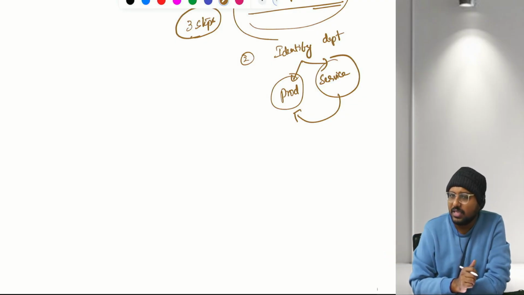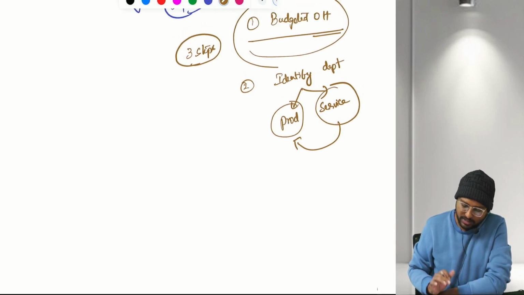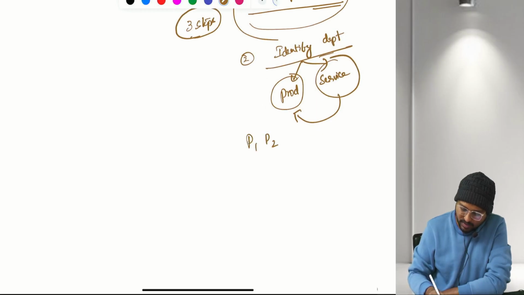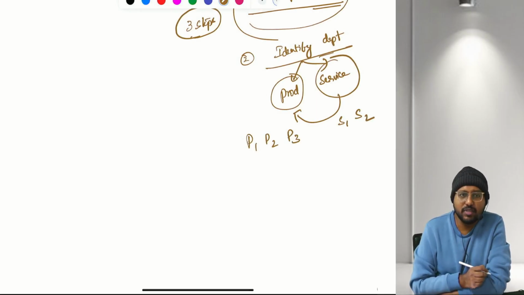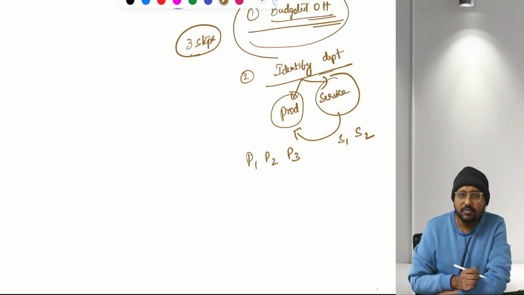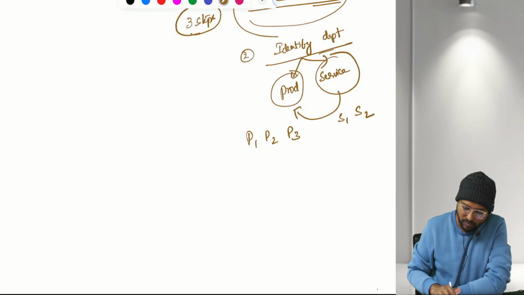So we'll identify the departments. Let's say there are 3 production departments and 2 service departments at the end of the day. After doing this, we have already budgeted the overheads, and we have also identified all the departments. Next, we will do something called cost allocation.